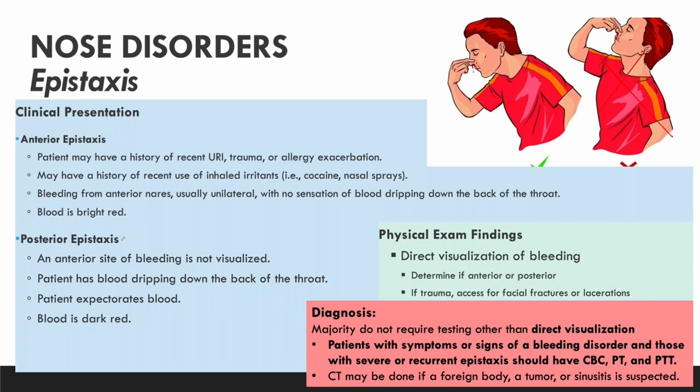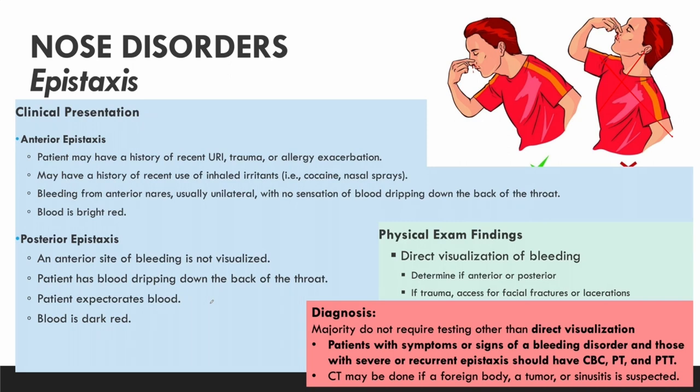Now for posterior epistaxis, you cannot see that side of bleeding when you look up in the nose because it's too far back. And these patients usually present with a large amount of blood dripping down the back of the throat to where it's kind of causing them to choke. And they're coughing up or they're spitting up blood. And the blood is usually a darker color. Now, this is a caveat. There's a caveat to everything. It's not always like this, but that's typical.